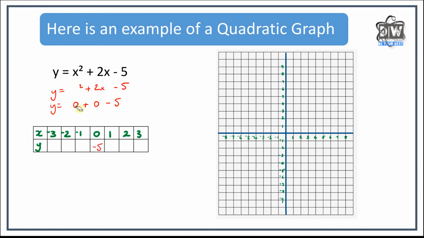Okay. What's 1 times 1? Yeah, 1 squared plus 2 times 1. So 1 times 1 is 1. What's 2 times 1? That's 2. So we add them together, we've got 3, take away 5, and we should end up with minus 2.